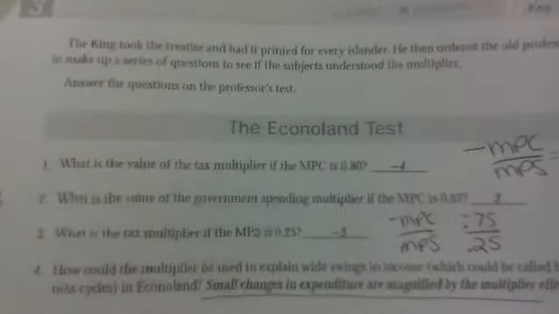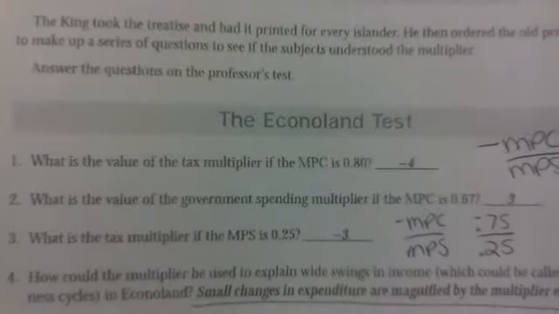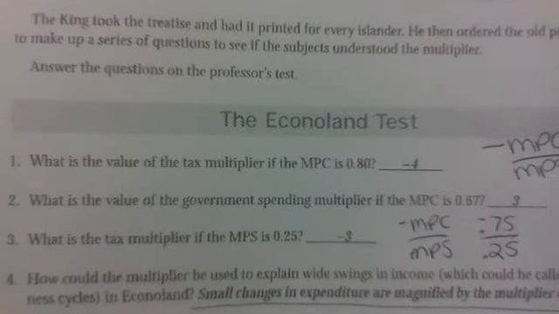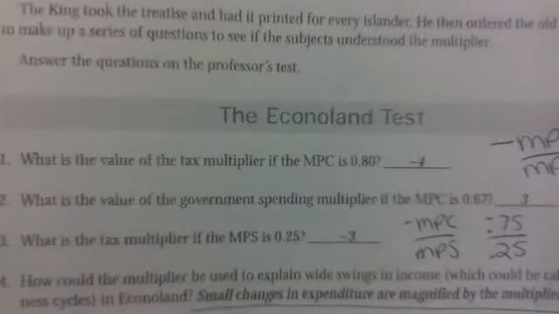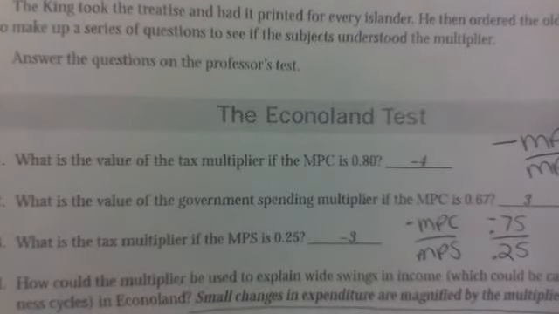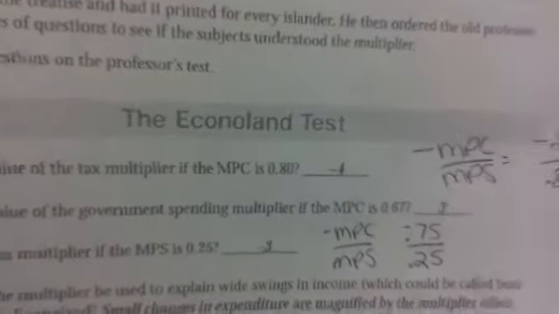Okay, so question number 1. What is the value of the tax multiplier if the MPC is 0.8? You could just use the table on the front, but you're not always going to be given that simple little table to use, so it's best to know how to do the math. Remember, tax multiplier is negative MPC over MPS.